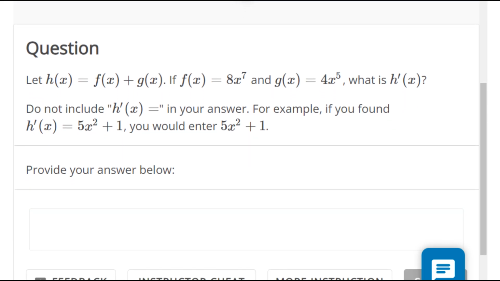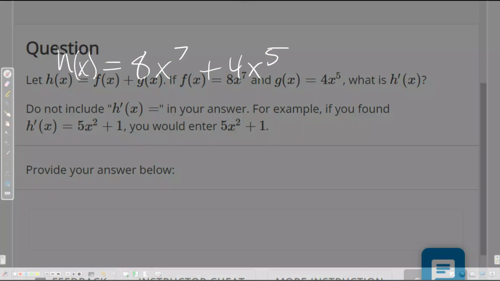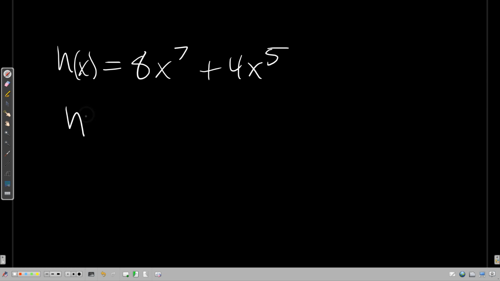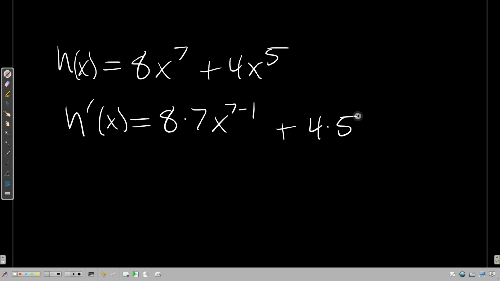Here's another sum of two functions. They've defined h of x to be f of x plus g of x. So then h of x looks like 8x to the 7th plus 4x to the 5th. And they want us to find h prime. Then you may differentiate term by term. This would be 8 times 7x to the 7 minus 1 plus 4 times 5x to the 5 minus 1.